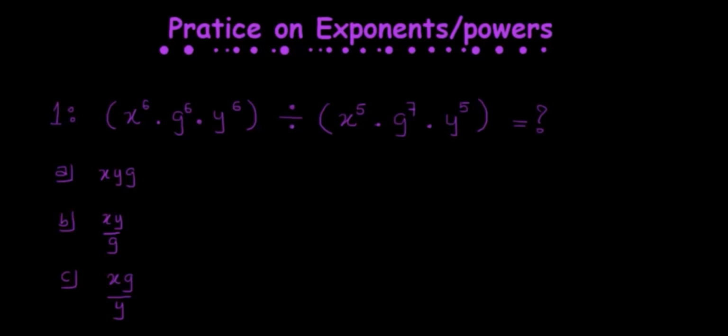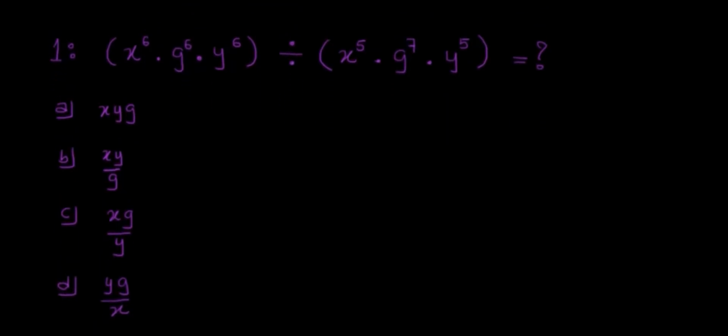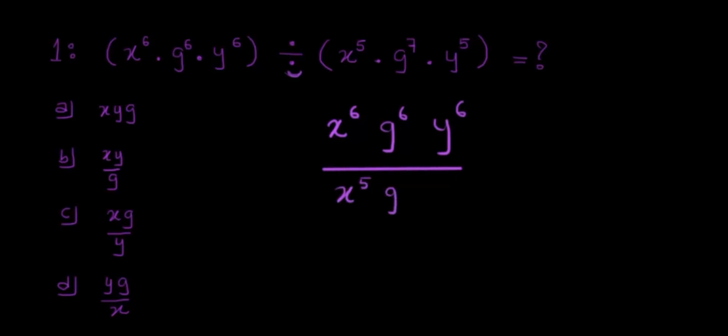Let's start. Question number 1. We've got powers that are being divided by each other. Now, when I look at the x, g, and y, that can overwhelm you, because these letters come in to get you puzzled. So it's x to the power 6, g to the power 6, y to the power 6, divided by x to the power 5, g to the power 7, and y to the power 6.